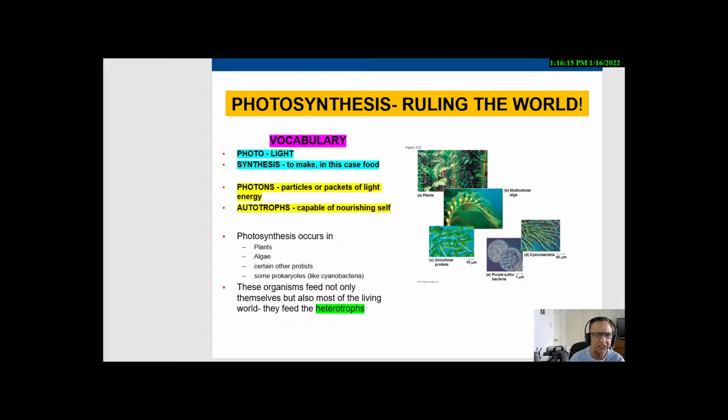So let's take it one thing at a time. Just a quick vocab repeat. Photo means light, synthesis means to make, in this case, food. Photons are particles of light energy that are hitting the chlorophyll in the particular leaves, and there are plenty of chloroplasts in a leaf. They are all designed accordingly by the structure of the leaf, which I'm going to show you shortly.